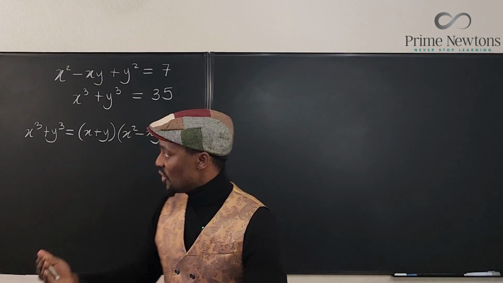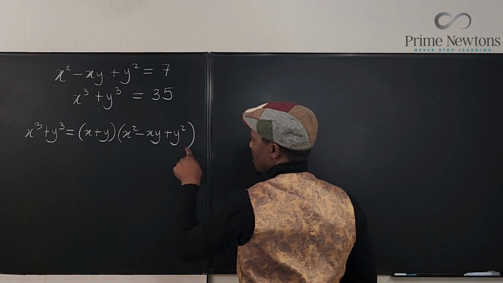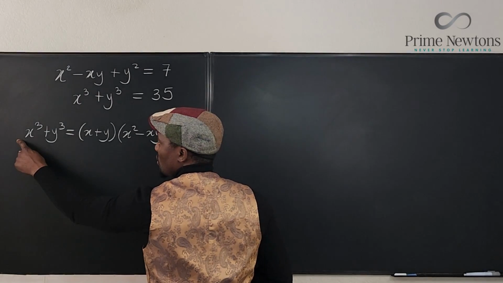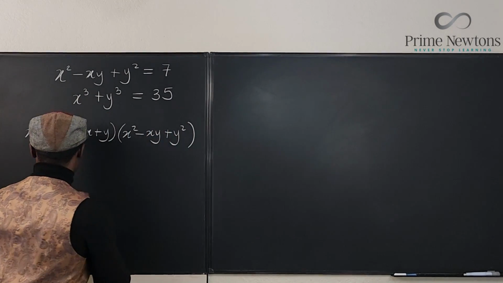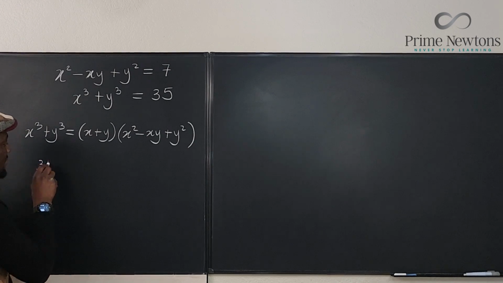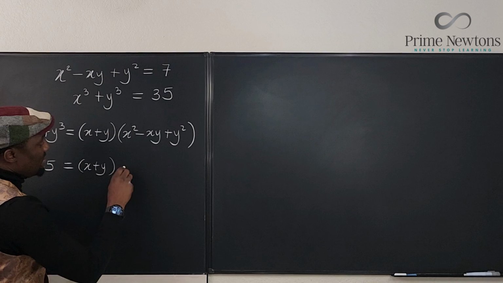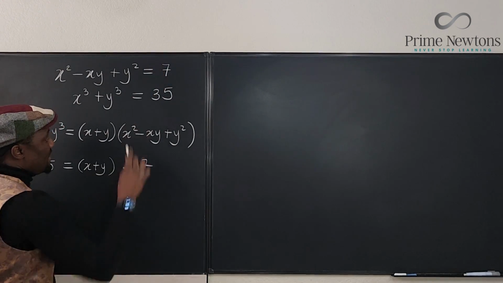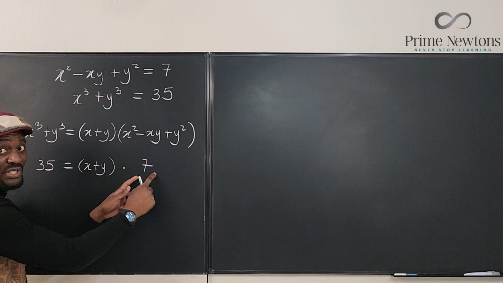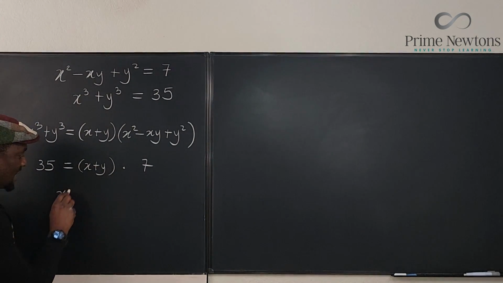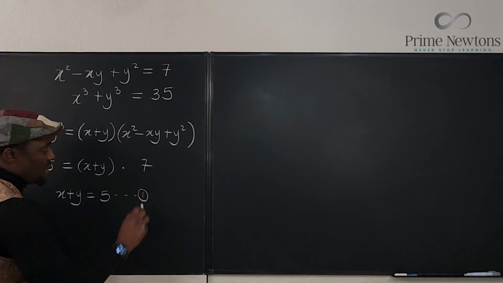So clearly you can see that this expression here is 7, and they already told us that this is 35. So we can make an equation out of this and say that 35 is equal to x plus y multiplied by 7. That's 7. So that means x plus y is 35 divided by 7, which is 5. So we can say x plus y is equal to 5. Let's call this equation 1.